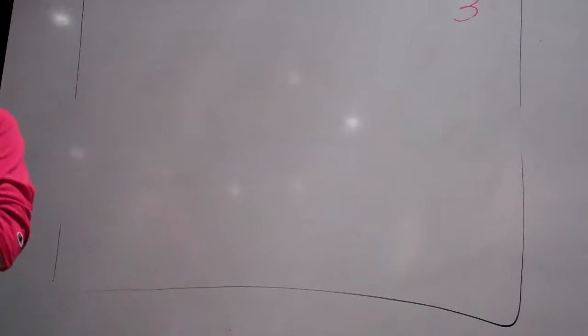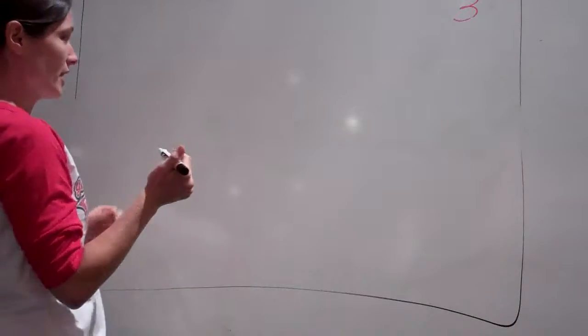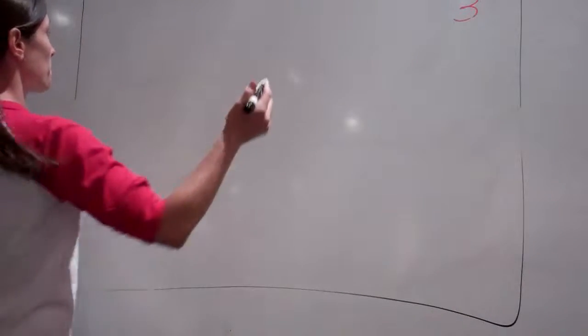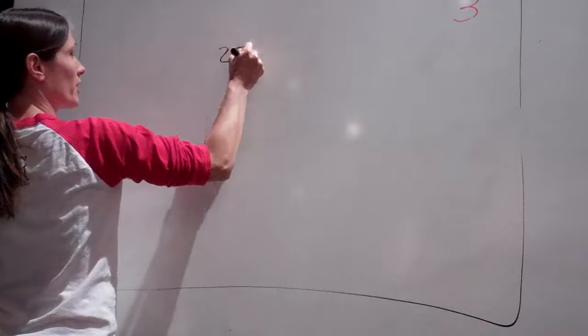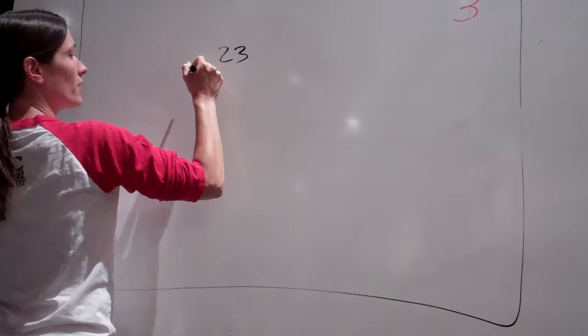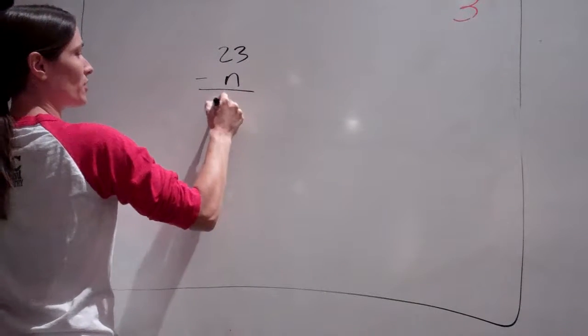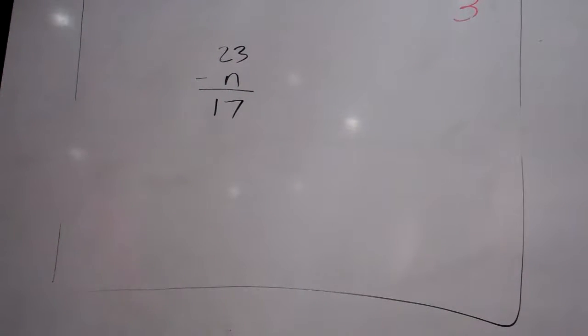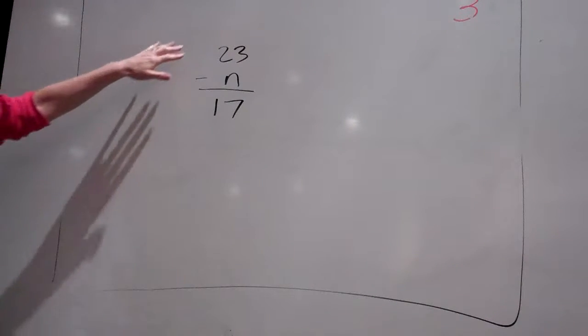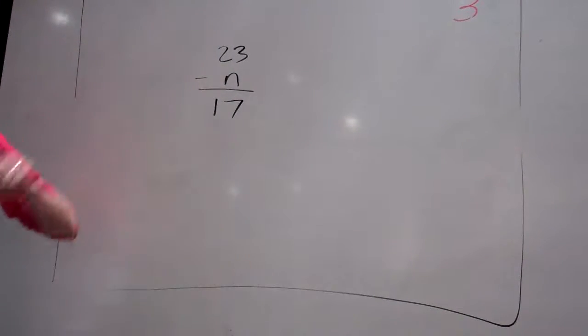Now let's do missing numbers in subtraction. All right, somebody throw me out some numbers. 53, 5, 23, 17, 15, 17, 123. 117 minus n equals 17. Gosh. Okay. That one's going to be fun. Okay, so 23 minus n equals 17.